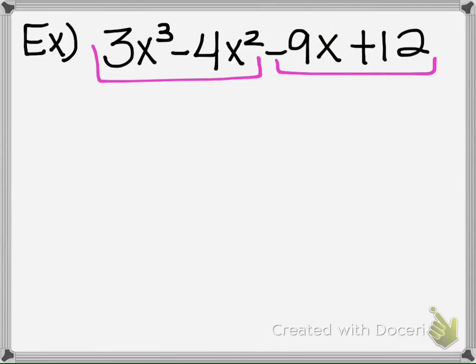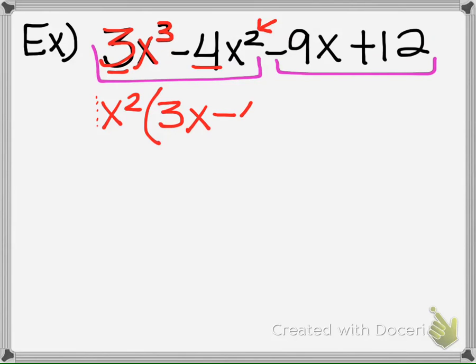So if we pair up the first two, what can go into 3 and 4? Just 1. And then we look and see if they have variables in common. So this one's the smaller one, so we're going to put an x squared on the outside. And then x squared times 3 would get us the 3 here. And x squared times x would get us the x cubed part.